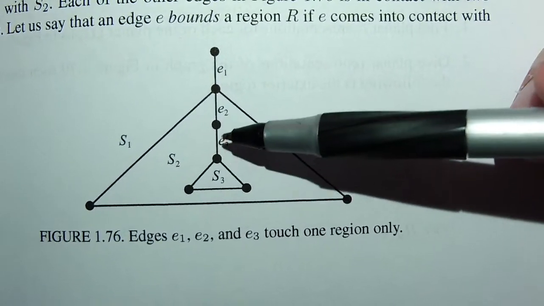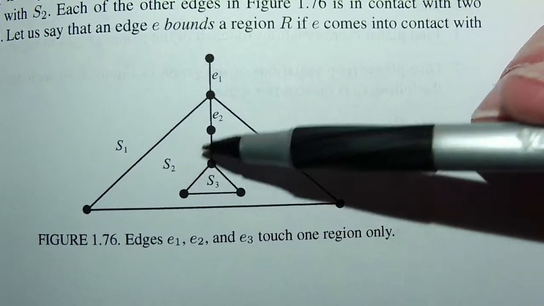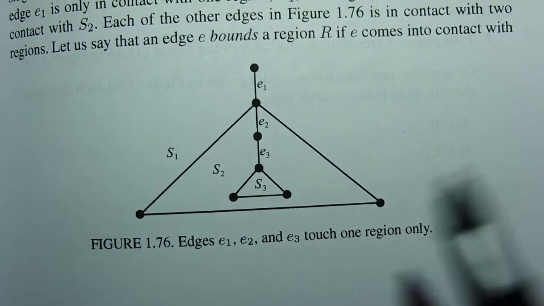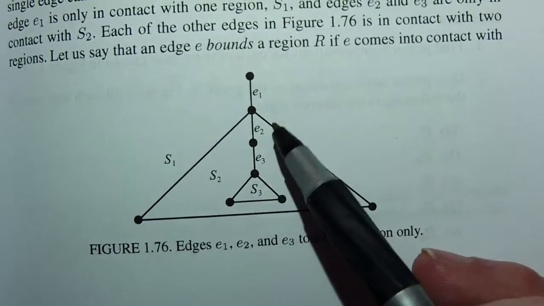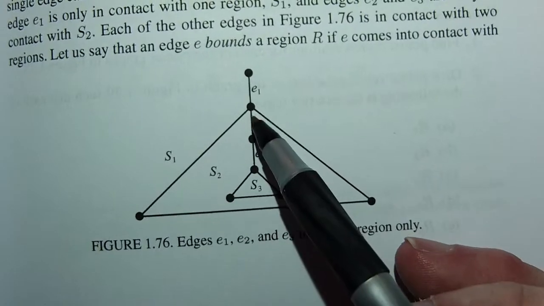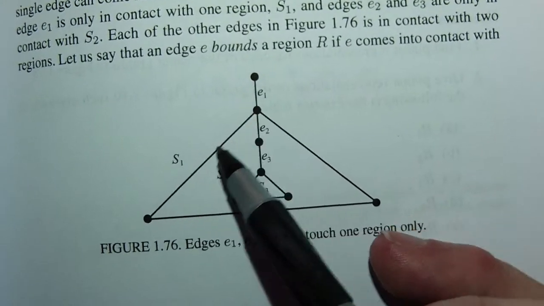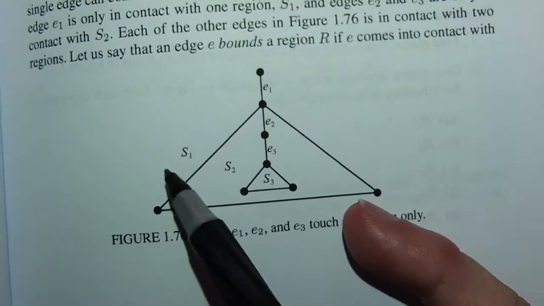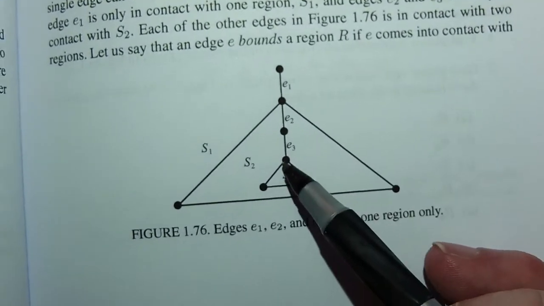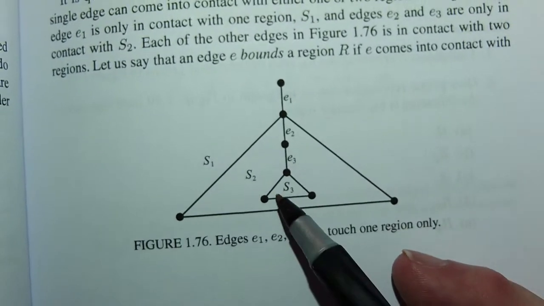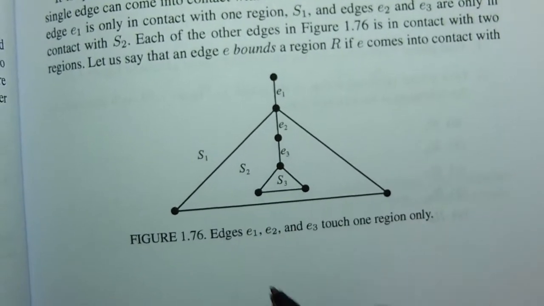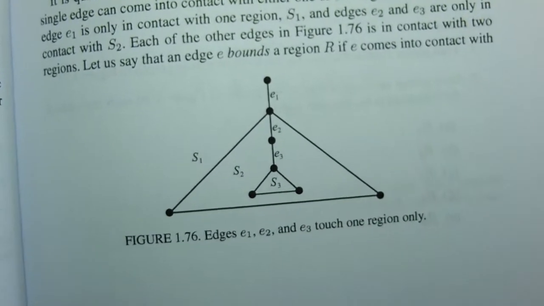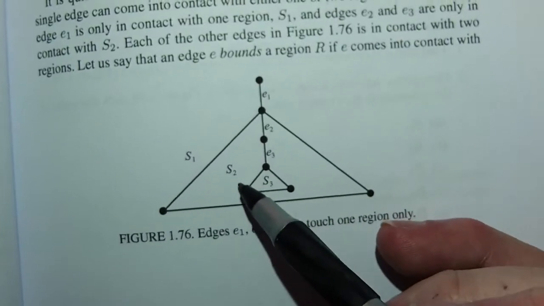E2 and E3, these edges only touch the region S2. So if you want to know what edges bound S2, the edges that bound S2 are this one, this one, this one, because each of those touch S2 and S1, and this one, this one, and this one, because each of those touch S2 and S3. Those would be the bounds of S2.